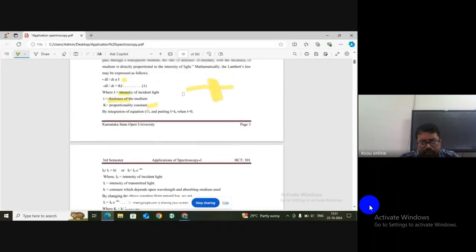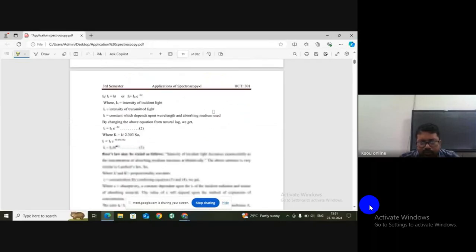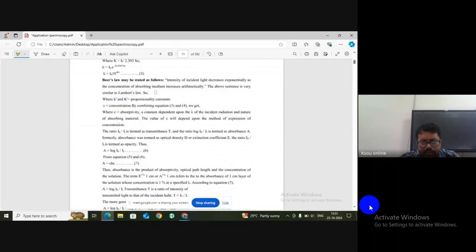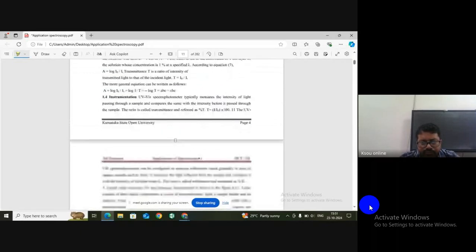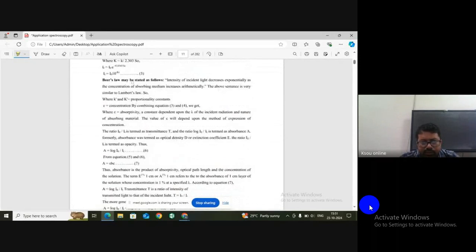As the concentration increases, if we put the same sample here, 1 mole, 2 mole, 3 mole, the intensity of incident light decreases exponentially as the concentration of the absorbing medium increases arithmetically. The above sentence is very similar to Lambert's law, where k, k dash and capital K dash are proportionality constants. C is equal to concentration.